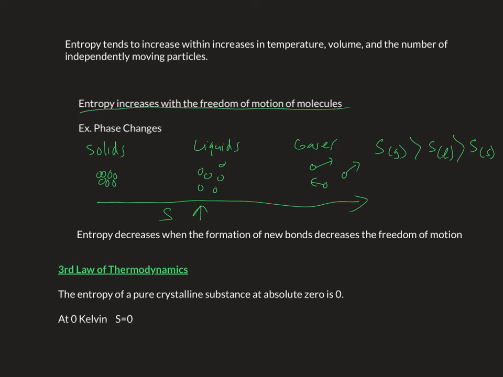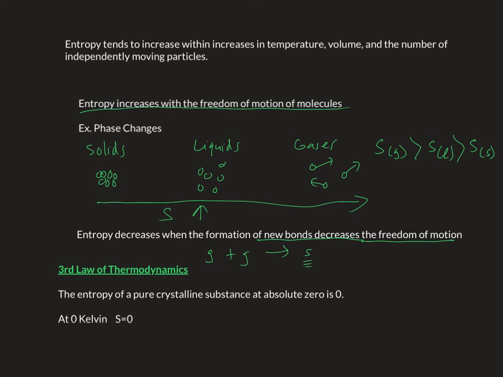Now, entropy decreases when the formation of new bonds decreases the freedom of motion. So in a chemical reaction, if you had two gases, they are more entropic, right? They have higher entropies. If they react together and somehow form a solid, so if I have gas plus gas in a chemical reaction, and they somehow form a solid, those new bonds decrease the freedom of motion, meaning I have a solid now, that would mean overall in this reaction you have a decrease in entropy.